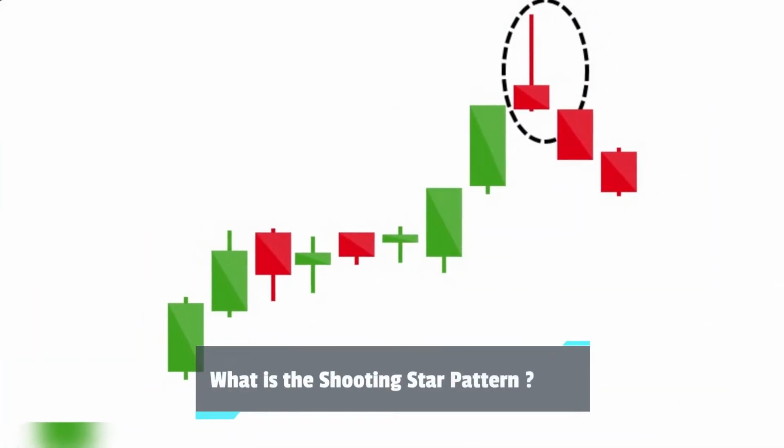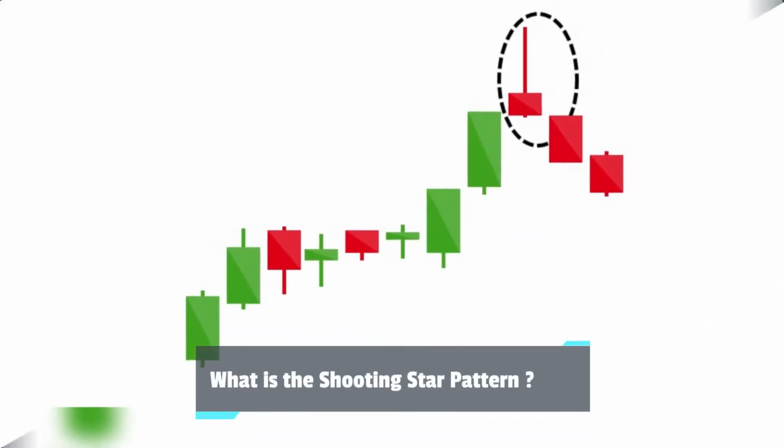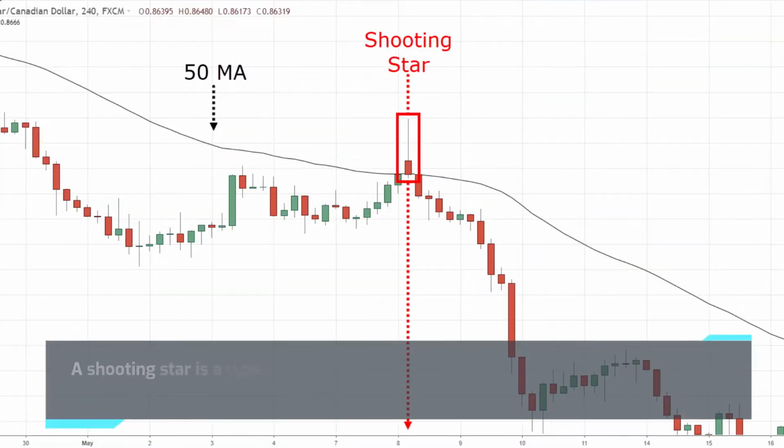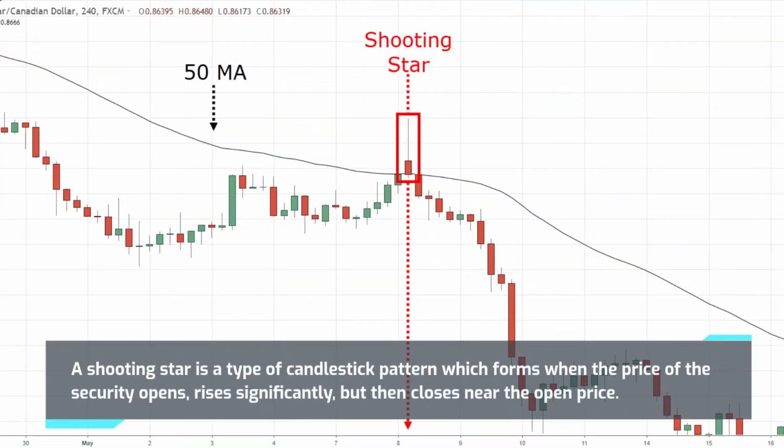What is the shooting star pattern? A shooting star is a type of candlestick pattern which forms when the price of the security opens, rises significantly, but then closes near the open price.